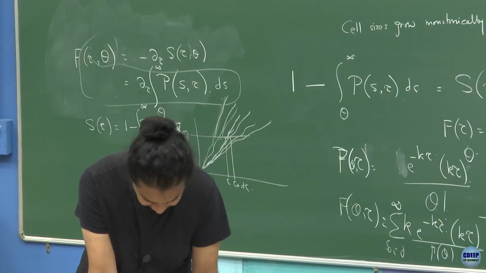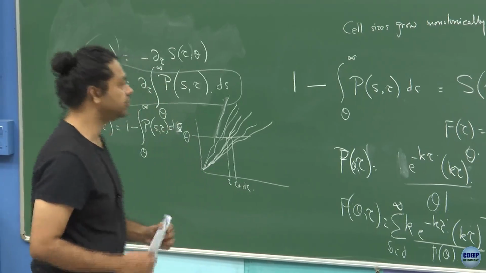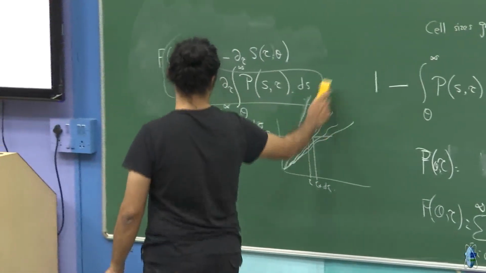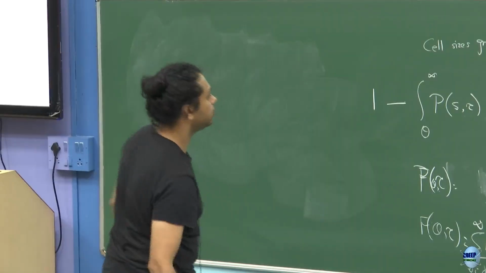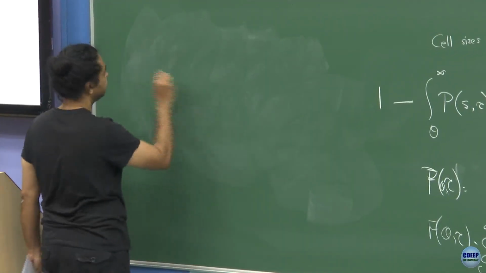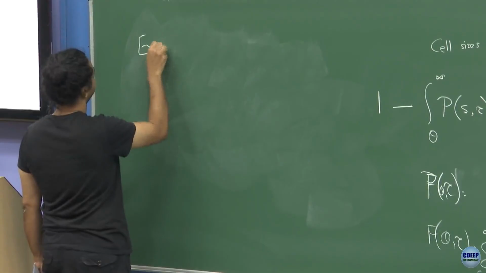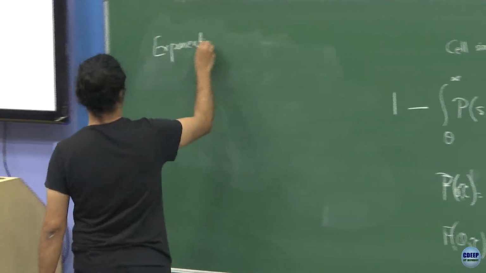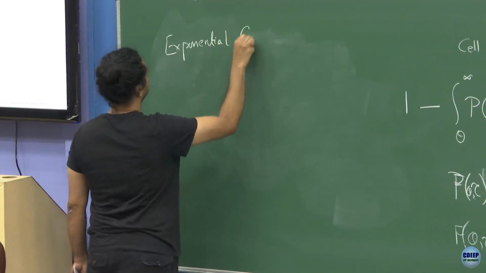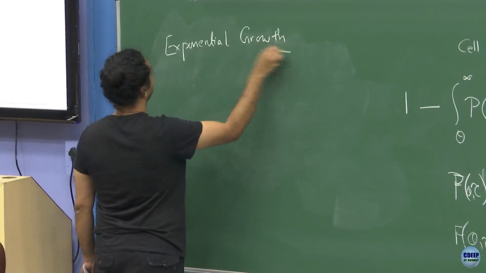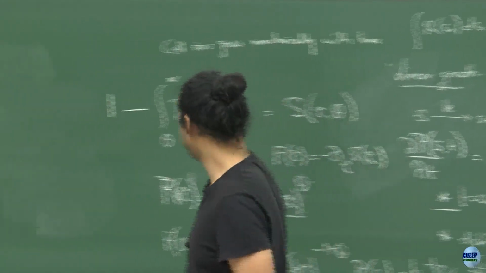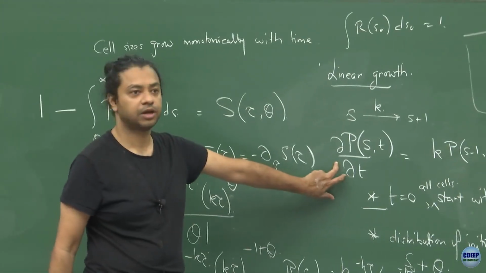The next thing that one can try out is exponential growth. And again, this is something that you have done. So that was linear growth. If you have exponential growth, how would I modify this master equation to get exponential growth? Anyone? Yes.